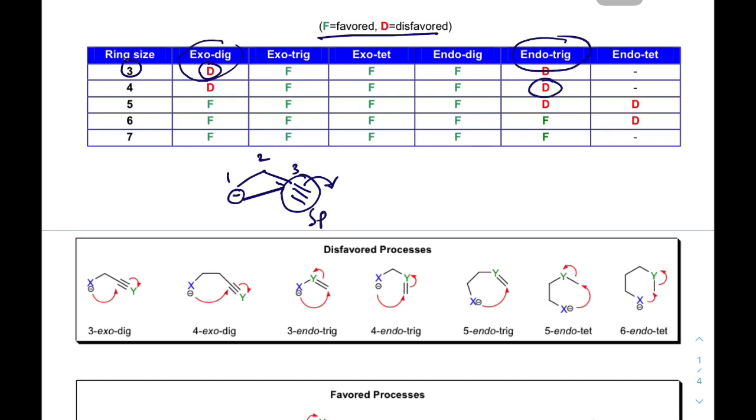If we see, this is 1, 2, 3, 4, a 4-member ring, and this is exo, means it will attack over there and the arrow is coming outside of the ring, therefore it is exo, and as it is an sp, this is dig, so this is also unfavorable. And 3 endo trig, a 3-member ring, but here the arrow is going inside, therefore it is endo, and as it is an sp2, therefore it is trig. Similarly, all those cases are disfavorable. Please keep that in mind or take a snapshot of that screen.